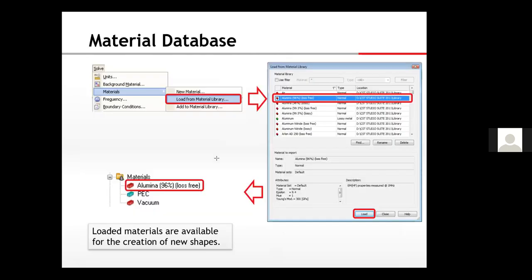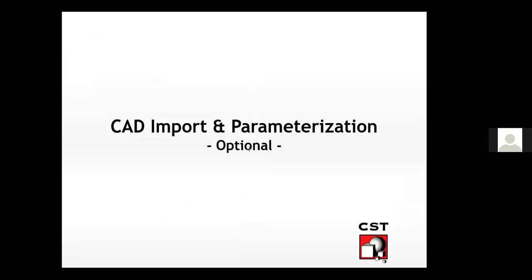You can save material and load from the material library. This material library is also there, which has 100 or more materials, and all of these will be reflected in the material folder in the navigation window. So you must choose, and you use it.